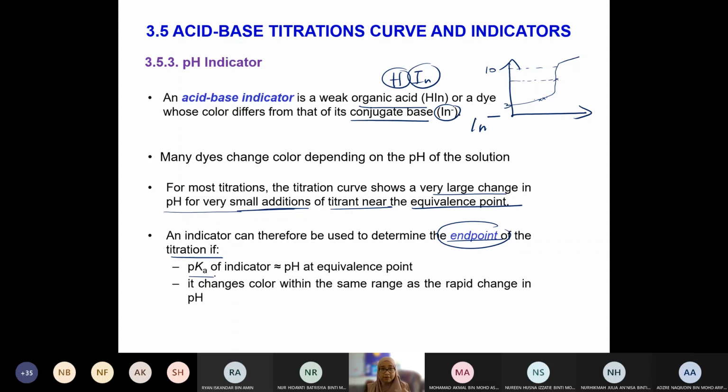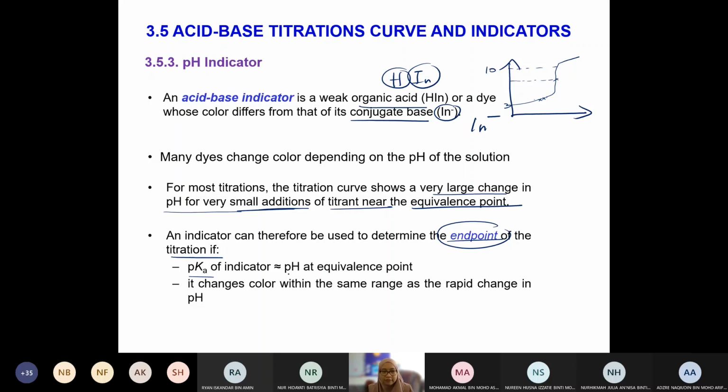Kenapa pKa? Because the indicator is a weak acid. That's why bila dia weak acid, dia ada Ka, and we can also calculate the pKa. Okay, so we are going to be based on the pKa of the indicator, and we should know the pH at equivalent point for that acid and base. Okay, so the pKa should be almost the same as the pH that we are looking for, the pH at equivalent point for the acid and base that we are looking for.